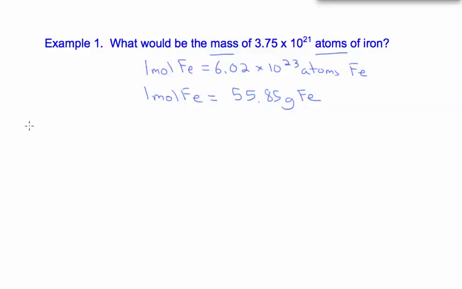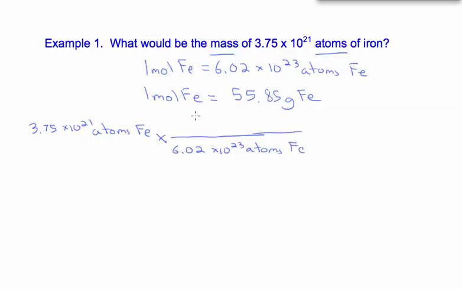We start with our 3.75 times 10 to the 21st atoms of iron. If we're trying to get rid of atoms, that means we have to put atoms on the bottom. So we put 6.02 times 10 to the 23rd atoms of iron here, and 1 mole of iron on the top.